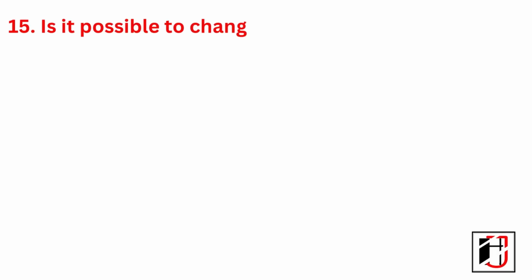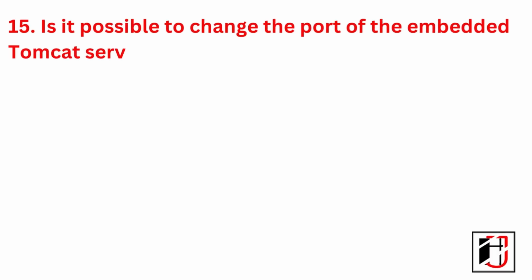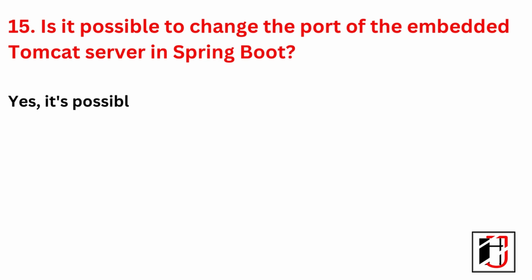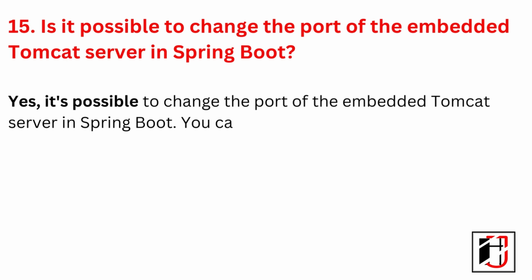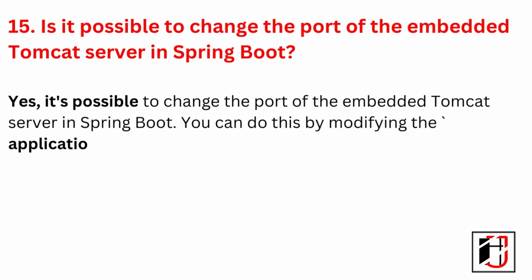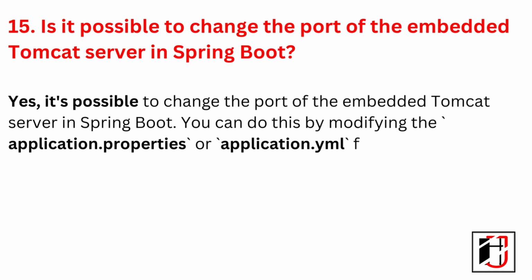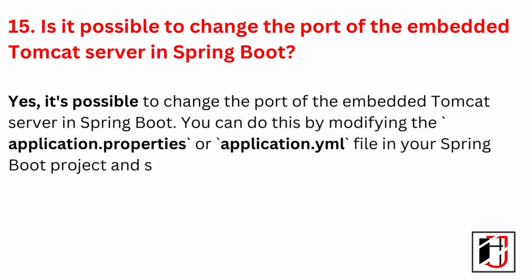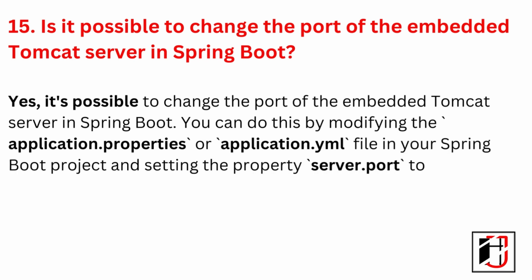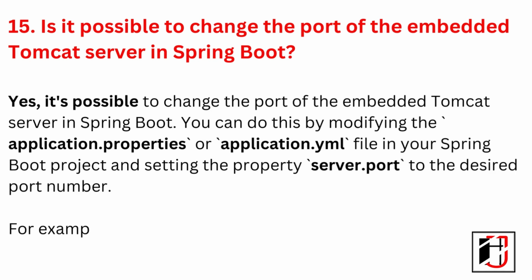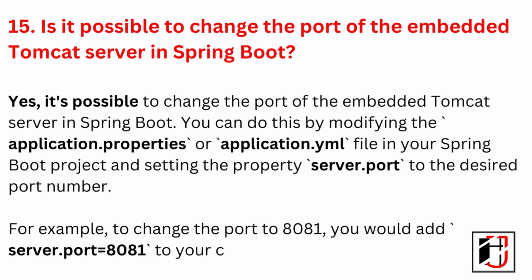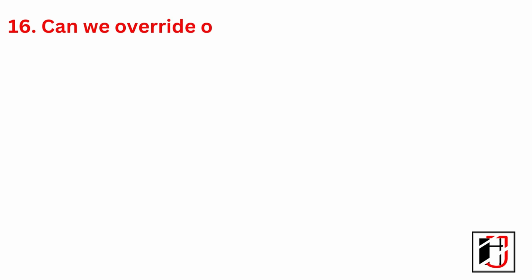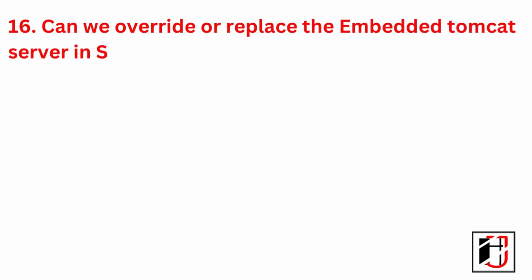Is it possible to change the port of the embedded Tomcat server in Spring Boot? Yes, it is possible to change the port of the embedded Tomcat server in Spring Boot. You can do this by modifying the application.properties or application.yml file in your Spring Boot project and setting the property server.port to the desired port number. For example, if you want to change the port to 8081, you would add server.port=8081 to your configuration file.